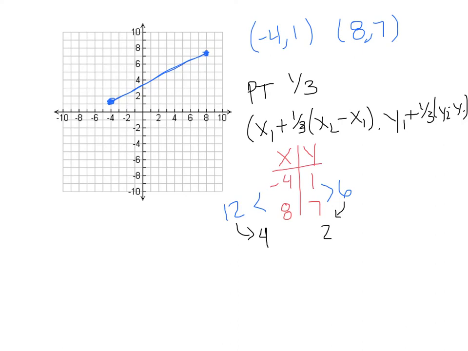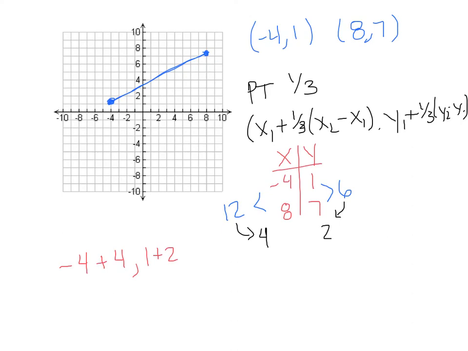That means that I am going to start out at the point -4, and I'm going to add the 1/3 of the distance, which is 4. That'll get me my x coordinate. Then I'm going to start out at y, which is 1. I'm going to add a third of that, which is 2, and that'll get me my y coordinate.